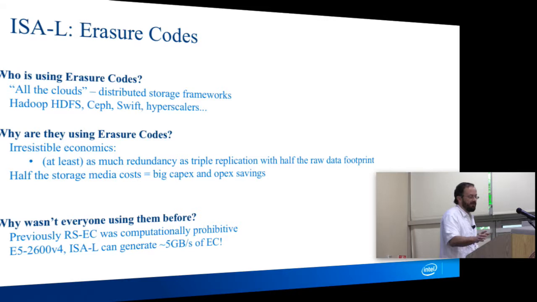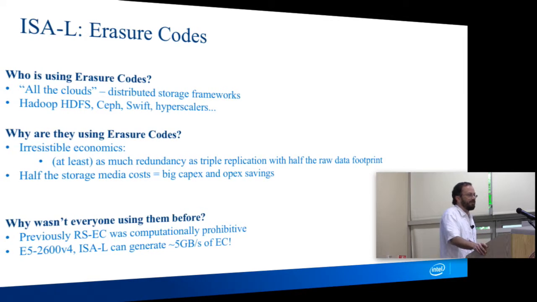We can do block erasure codes like a 10,4 in fractional cycles per byte. I think it's 0.4 on a modern processor. And that corresponds to gigabytes per second, multiple gigabytes per second.